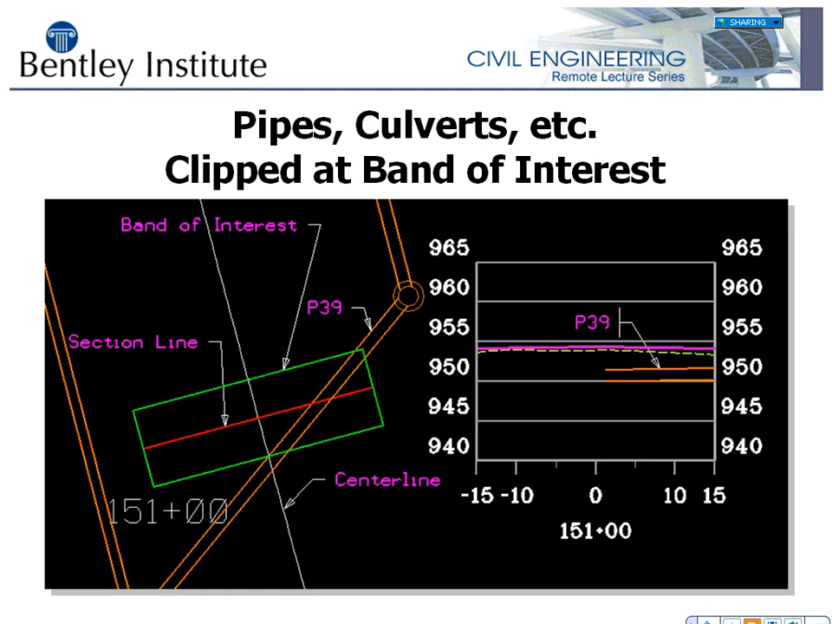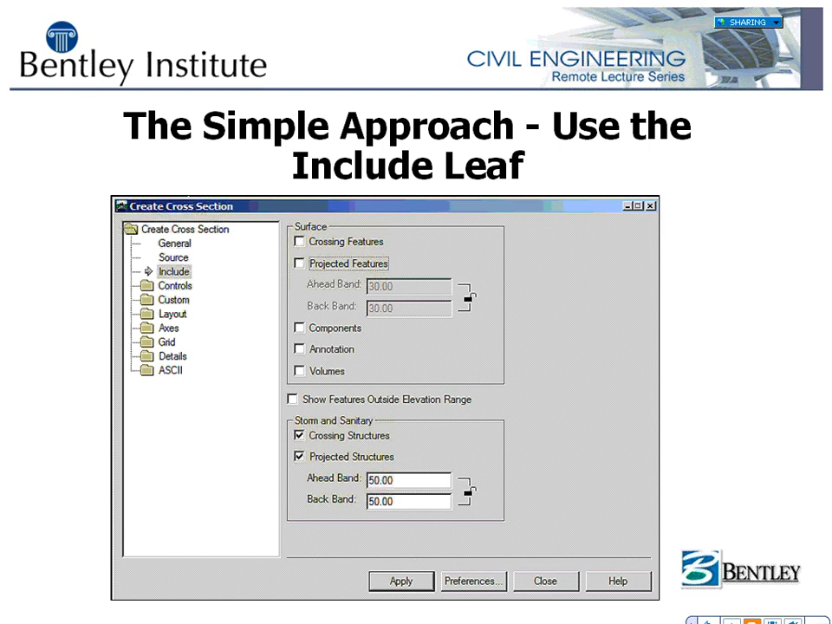Okay, now that we understand what's considered crossing and what's considered projecting, let me show you a simple approach if your requirements are fairly straightforward for getting your data into your cross sections. Let's say, for instance, that you want to show everything. You're just going to cut your cross sections at a 100-foot interval, and you want to split the difference if it's 50 feet ahead or 50 feet back. If there's anything that crosses the section line or is inside that band that needs to be projected, then everything is projected inside that band. Then you can just use the include leaf on the create cross sections, turn on crossing and projected, or only projected, whatever you want to see, or only crossing. And you can cut your sections, and you'll just get sections at an even interval of every 100 feet, and those elements will be put in the cross section.